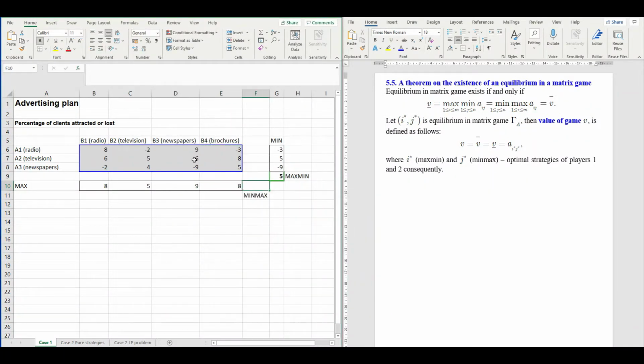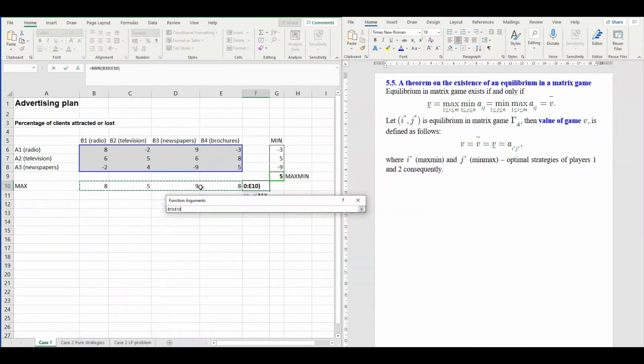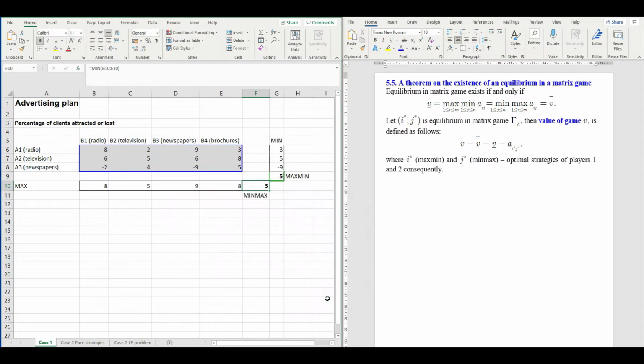Now let's find the minimum of these maximums, and the minimum value equals 5. And as we can see, maximin equals minimax, or the lower value of the game equals the upper value of the game. According to theorem 5.5, in this game there exists an equilibrium in pure strategies. So let us find this equilibrium. Equilibrium in this case consists of the maximin strategy of the first player and the min-max strategy of the second player.